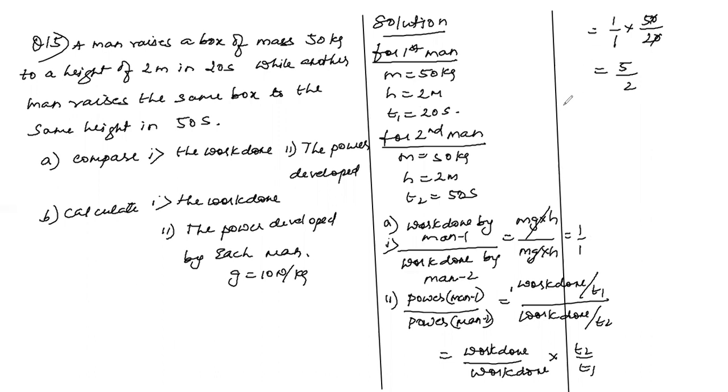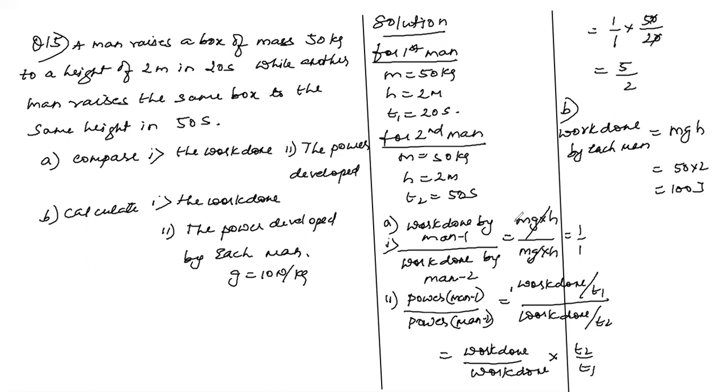Now the B part, children. They want you to calculate the work done by each man. Work done is M into G into H. M into G is how much? 50 into 2 is 100 joules. Work done by each man. Both of them do the same work.